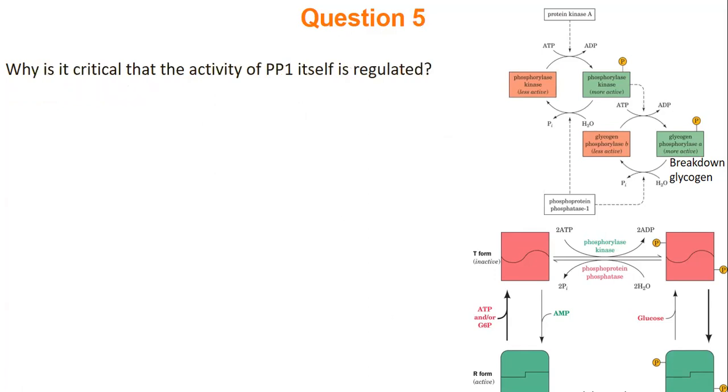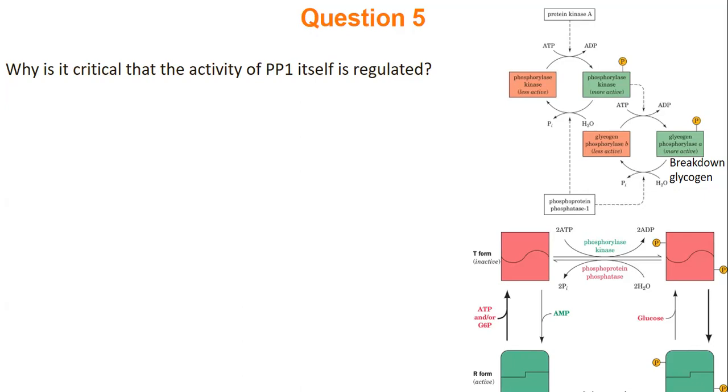Right. So we do have a question. Small change equals large result. Basically, yeah. If you have a system set up like we've been going off, you can have a small change equal a big result. Why is it critical that the activity of PP1 itself is regulated?